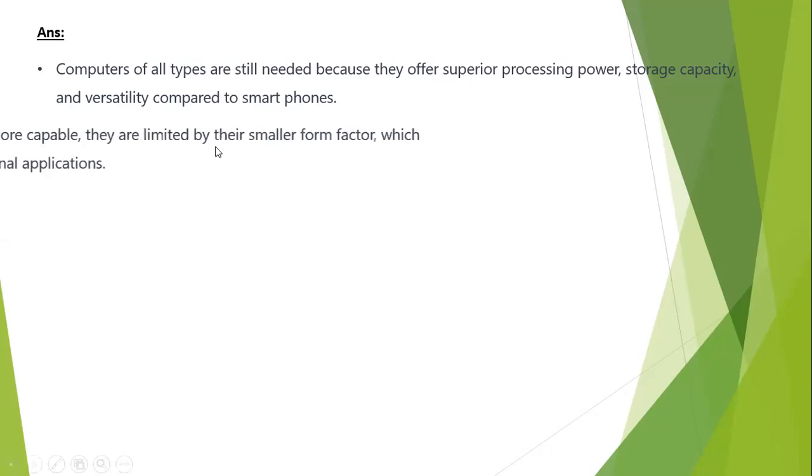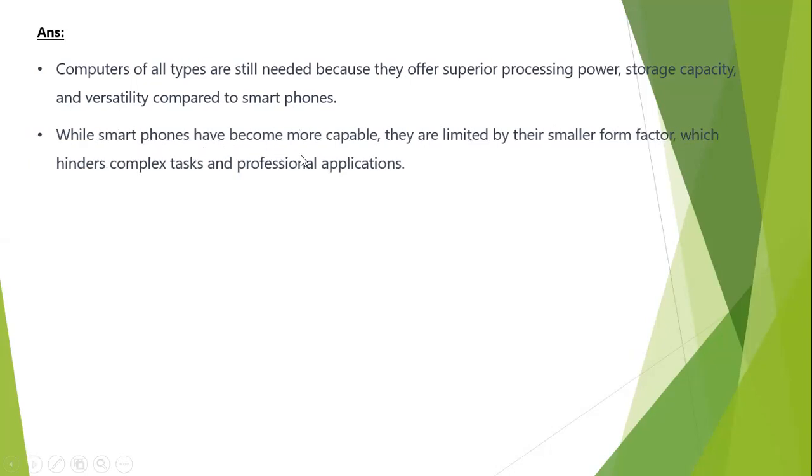Now see next one. While smartphones have become more capable, that is a feature, a merit. But they are limited by their smaller form factor, which hinders complex and professional tasks. Using a smartphone, you cannot do professional applications, as a web designer or graphic designer, or any other complex task, because it has limited processing power. So you have to focus on the demerits of smartphones when you are comparing with other computers.